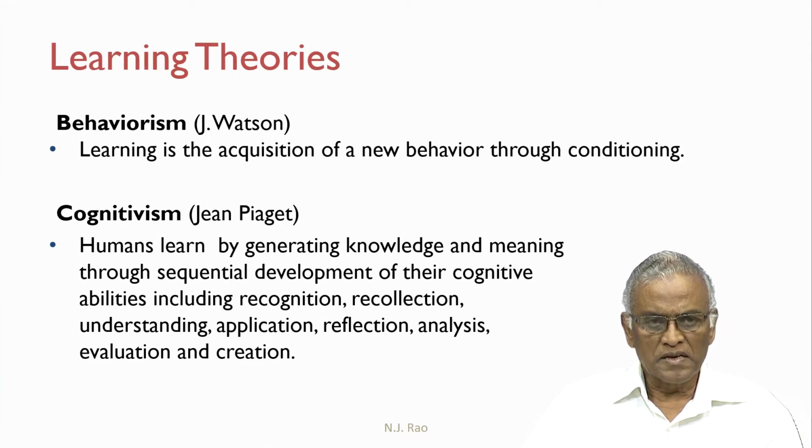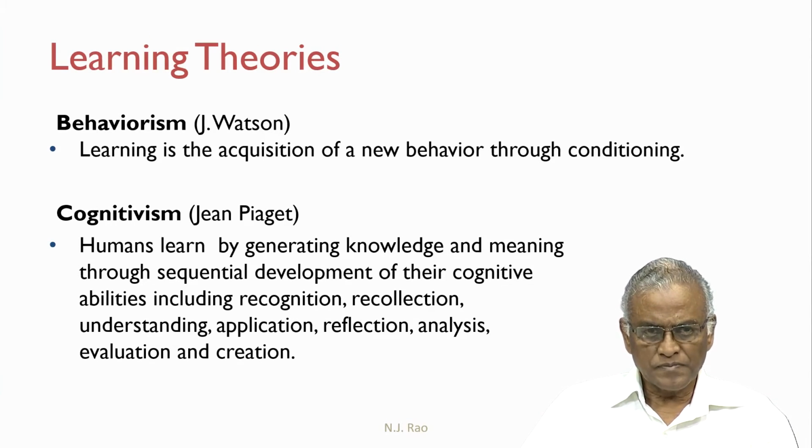Then another theory is cognitivism, where around the 1940s there was some understanding of what is happening in the brain. Based on that, it was felt that humans learn by generating knowledge and meaning through sequential development of their cognitive abilities.